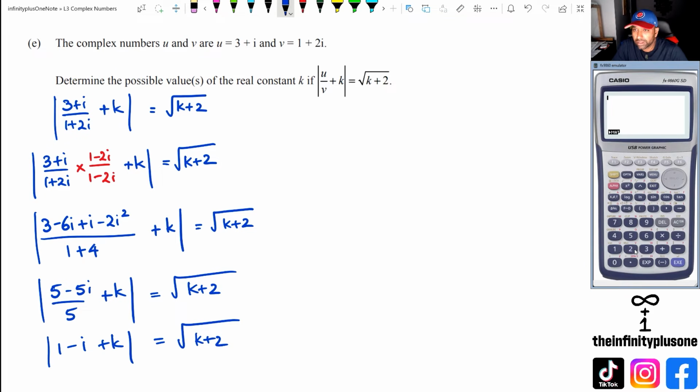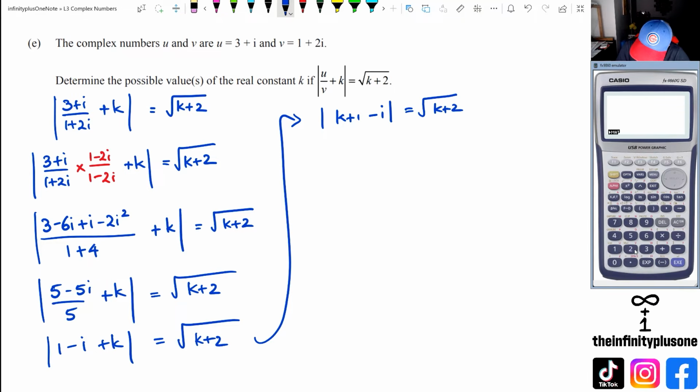Now what I can do is look at this last part and work out what the modulus is. For the modulus, you do the real part squared plus the imaginary part squared and then the square root of that. But before I do that, I'm going to write this so that it looks like this: k + 1 - i equals the square root of k + 2. From here, k + 1 is my real part and negative 1 is my imaginary part, and I want to work out the modulus of this.